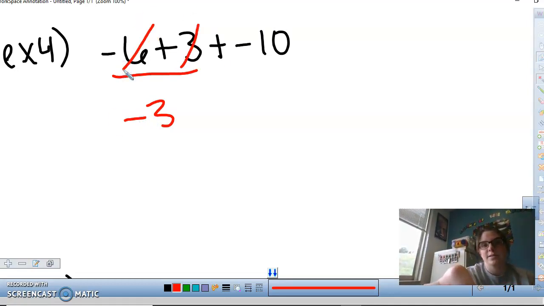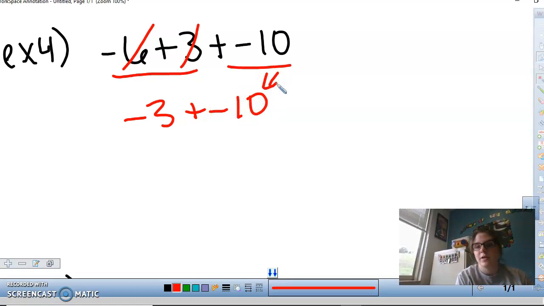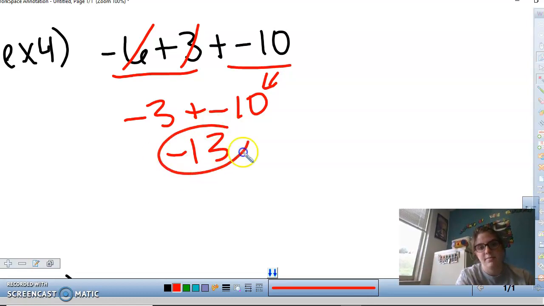So now we need to look at this last one. So now I have -3 plus a -10. So I know those are the same signs. So when they're the same signs, I know I add. So 3 plus 10 is 13. And then since they're the same signs, I keep the sign. So it's going to be negative.